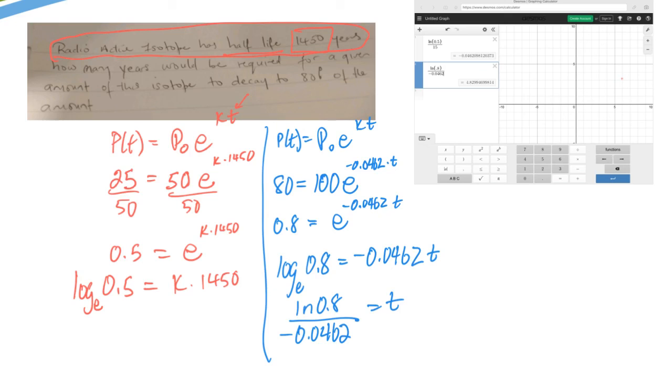4.83, call it. 4.83. So time is 4.83. So that would be years. So how many years? 4.83. If they wanted me to round it to the closest year, 5 years. All right, hopefully that helps you with those two questions. I really like the second one.